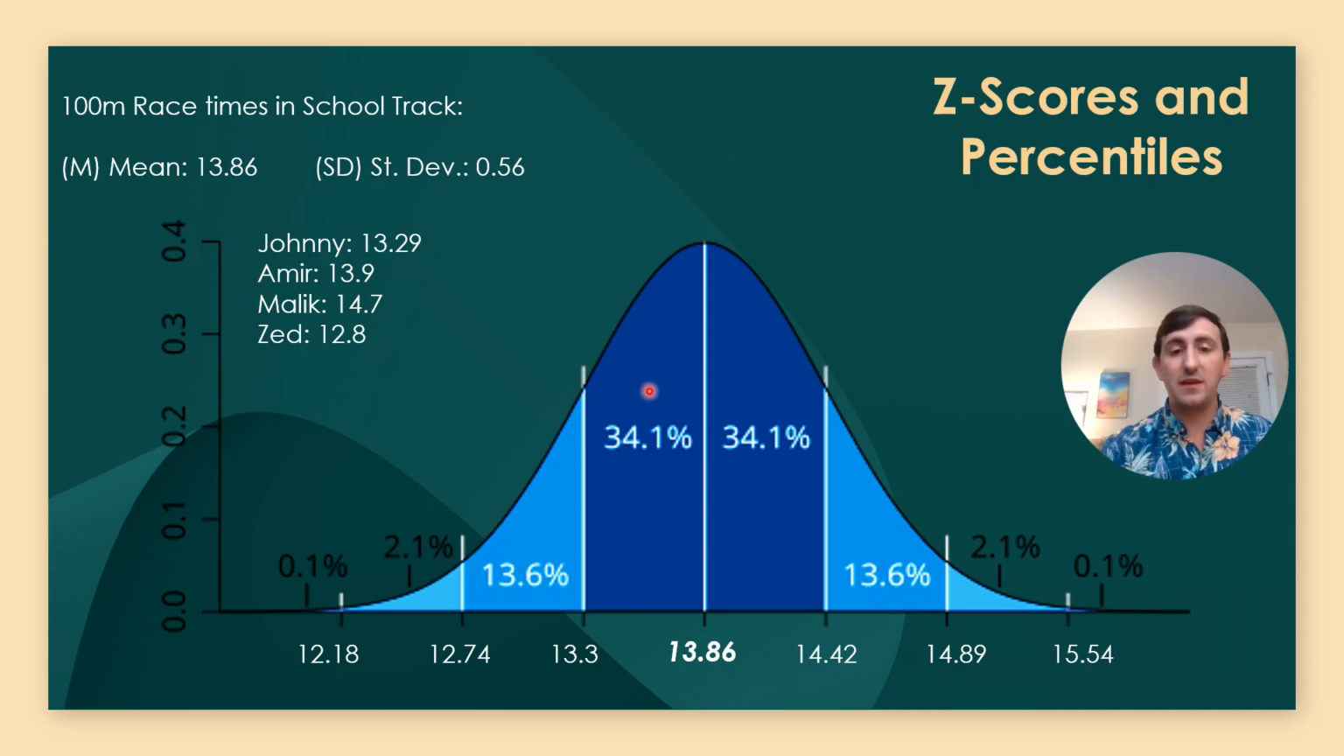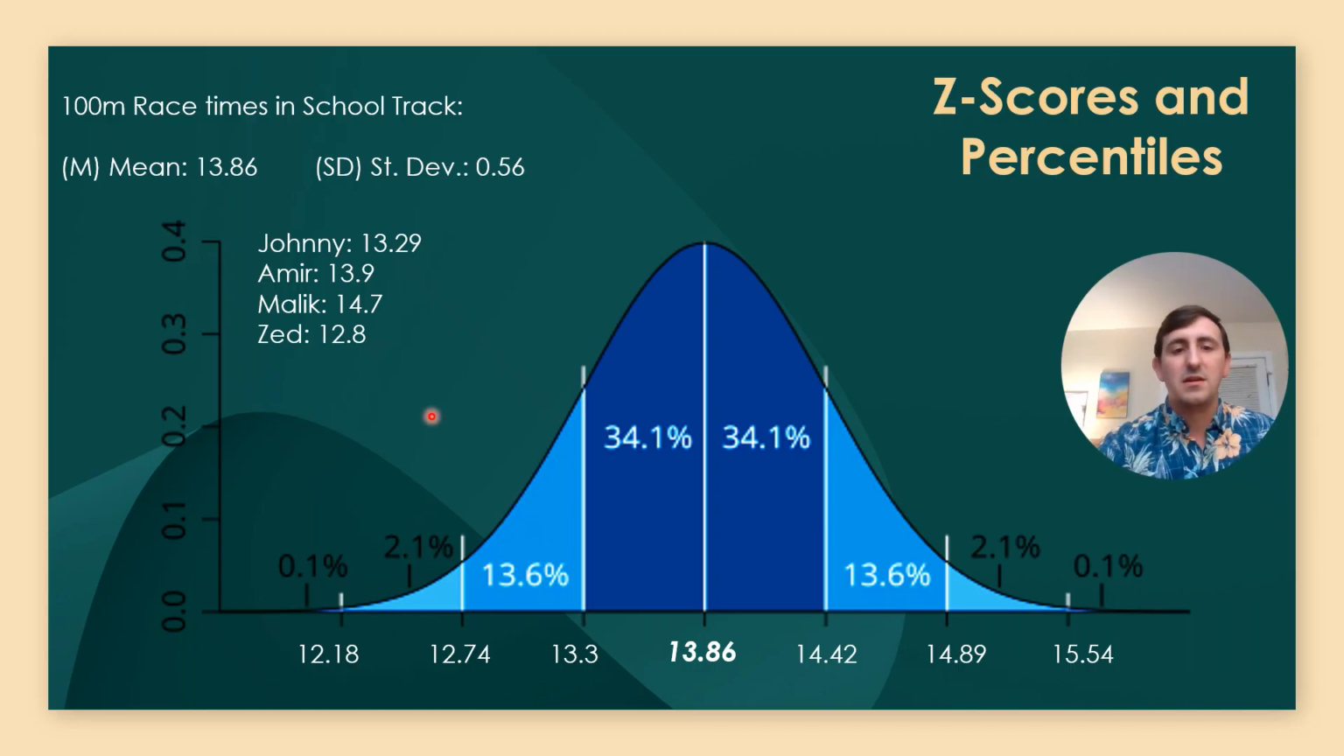So 1 standard deviation basically means you're average. 2 standard deviations means you're kind of going beyond the average. You're doing a little bit more than that. And 3 standard deviations, those are the prodigies.